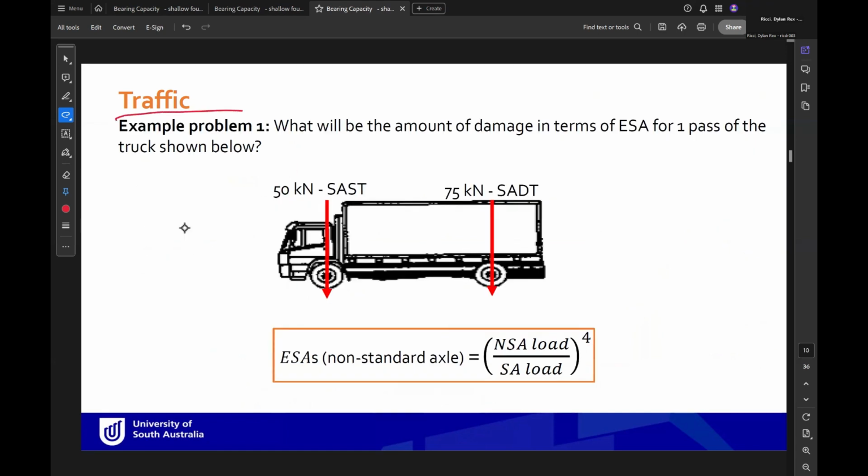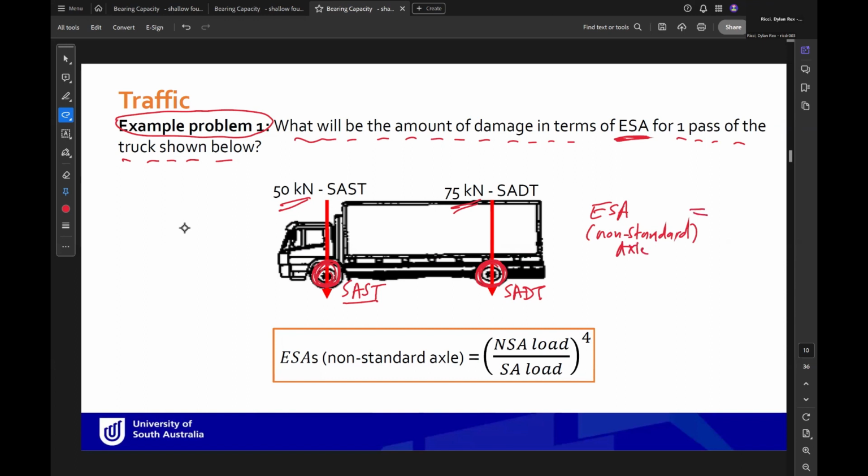For example, what will be the amount of damage in terms of ESA for one pass of the truck shown below? If we look at this truck, the front axle load is 15 kilonewton, the rear axle is 75 kilonewton. The front one is SAST, the rear one is SADT. So if we apply our formula, ESA for a non-standard axle equals the non-standard axle load over the standard axle load to the power 4. For the front, the non-standard over the standard 35 to the power 4.